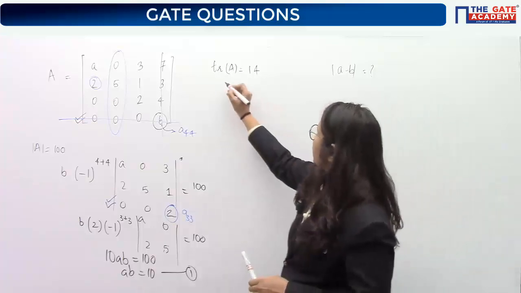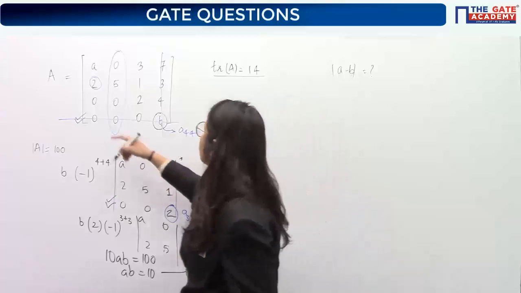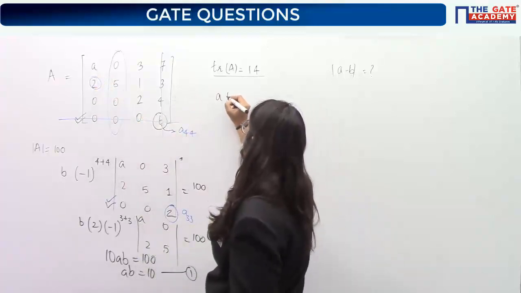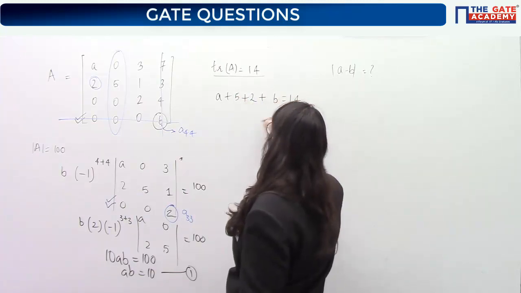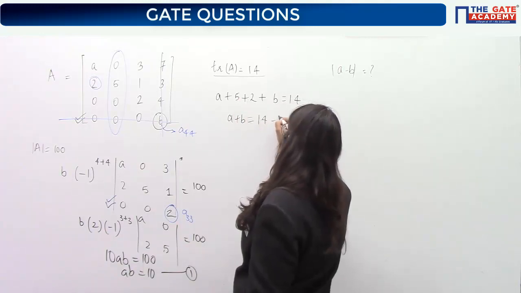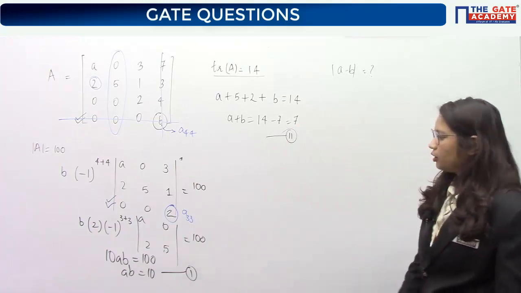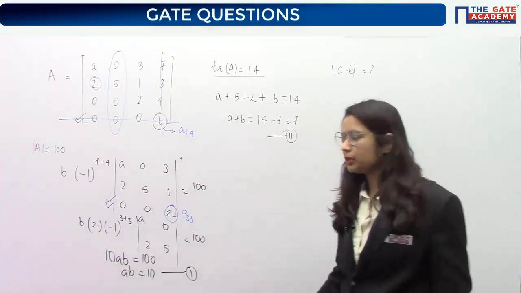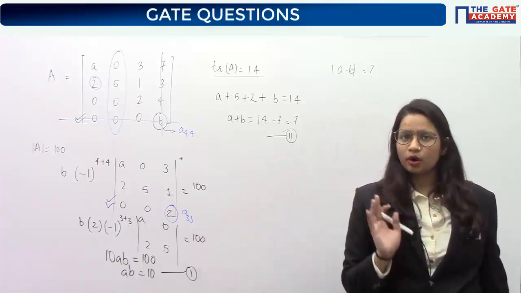Now if I talk about trace, trace is again defined as the sum of principal diagonal elements. So if I look at the principal diagonal elements, these are a plus 5 plus 2 plus b, and this is given as 14. That means a plus b is 7. 14 minus 7, that is again 7. This is your second equation. Now two variables are there, a and b, and we have two equations among them. We can easily solve them.